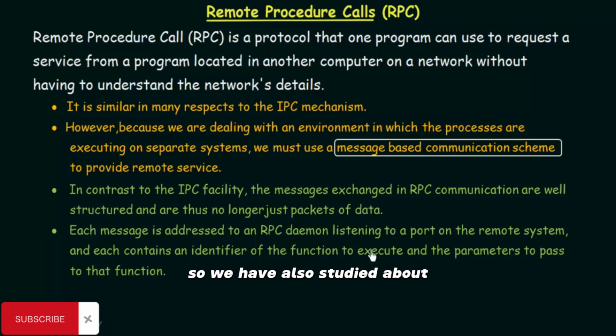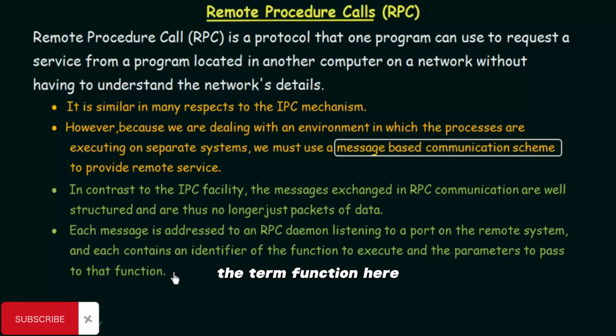We have also studied the concept of a port in the lecture where we discussed sockets. If you have not seen that, I request you to kindly watch that lecture, where we discussed ports and how ports are assigned to different processes. As we were saying, in case of RPC, when the message is sent, it is addressed to the RPC daemon listening to the port on the remote system, and each message contains an identifier of the function to execute and the parameters to pass to that function.